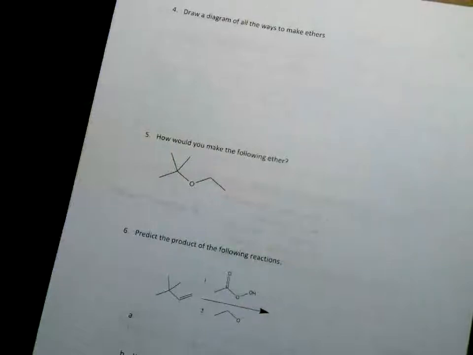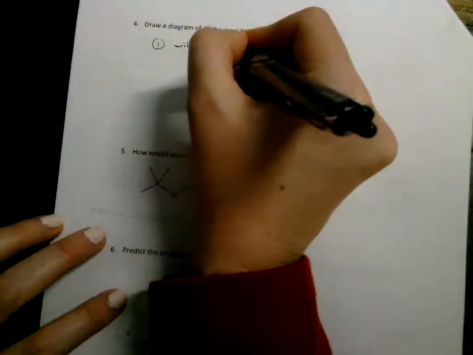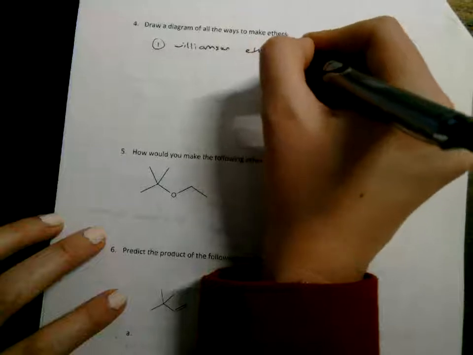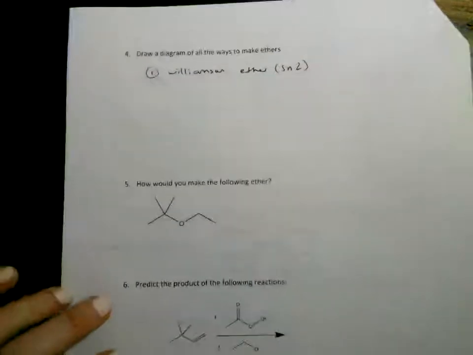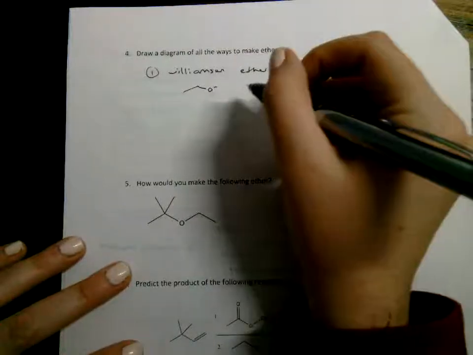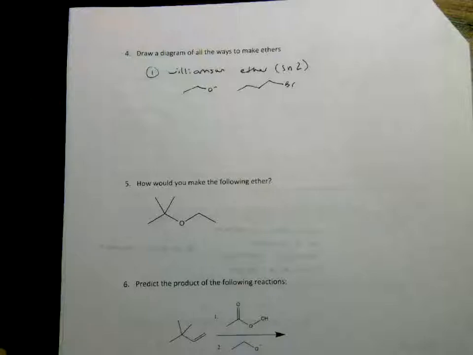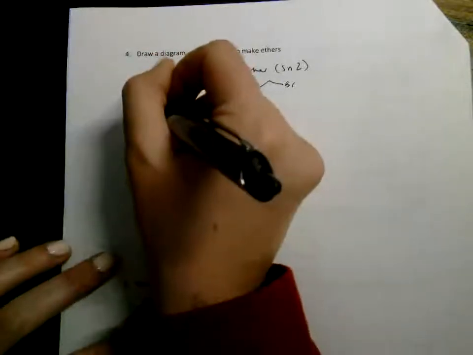Okay, and then now all the ways to make ethers. There's actually fewer ways to make ethers, but they're still important. So one is Williamson ether synthesis. And this is actually just an SN2 reaction. I don't know why they give it a special name, but you have an alkoxide and one thing with a good leaving group, and you do an SN2 reaction and it gives you an ether.